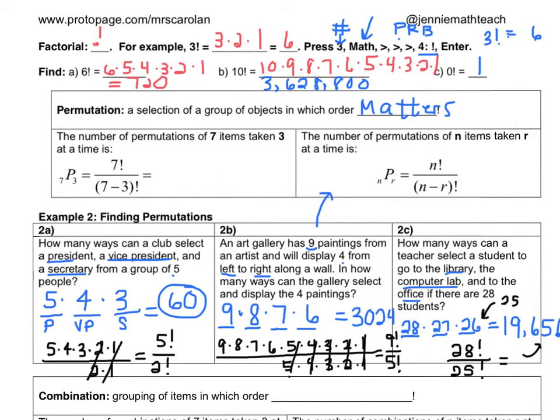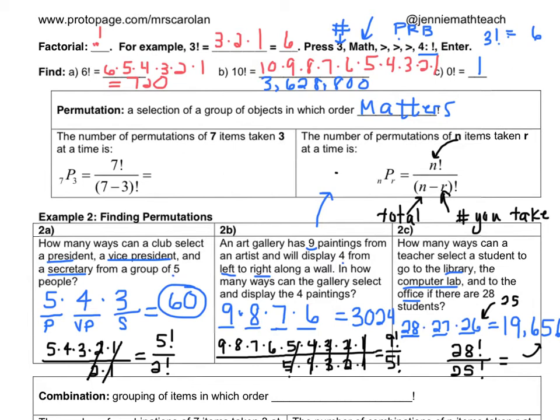So that little formula right there is exactly what we have right up here in the formula box. You take the total number of items you have, put it on top, so like our 28, and we divide it by what we have left after we make our number of selections. So this is the total, and that's the number you take out, or the number of positions you're filling, or whatever you're selecting, your number of selections. So the notation would be nPr. There's n permutations of r.